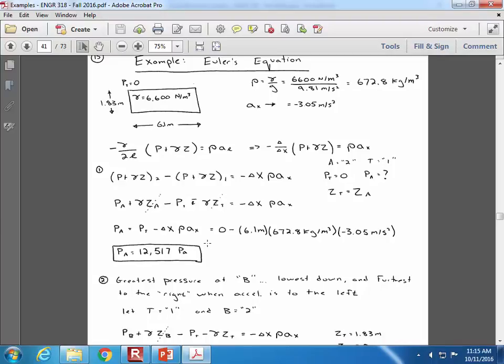Okay, so we have the pressure at A plus gamma Z sub A minus the pressure at T minus gamma Z sub T is equal to negative delta X density acceleration in X. So here I'm just replacing the variables 2 and 1 with the labels from the drawing. So I'm substituting in A for location 2 and T for location 1.